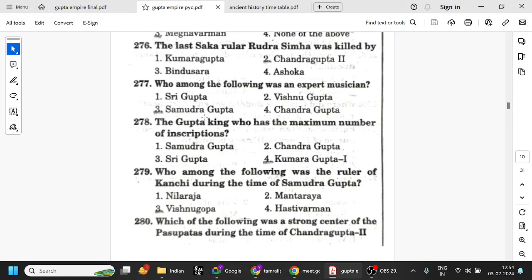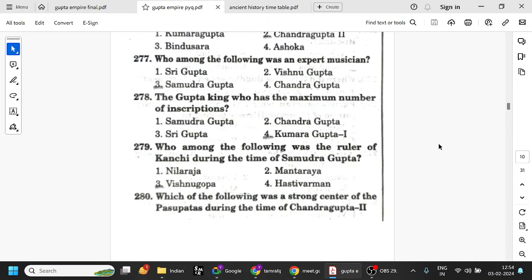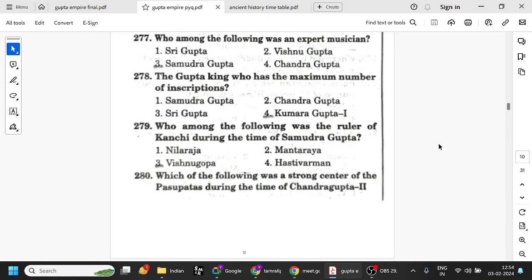Samudragupta was an expert musician; we saw he was very good at the Veena. Okay, and also Aurangzeb was a very good Veena player. Which Gupta king has the maximum number of inscriptions? Kumara Gupta. Okay, he gave the maximum number of inscriptions. And we have seen a few Skanda Gupta inscriptions, right? Indore, Bihar, etc. Kumara Gupta is also famous for Nalanda University, and he gave the maximum number of inscriptions. Try to remember that.